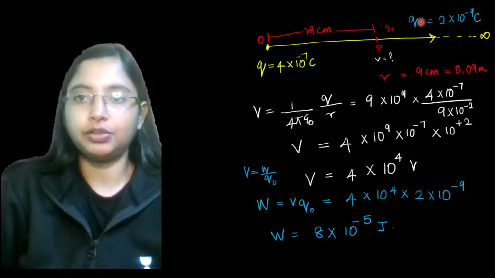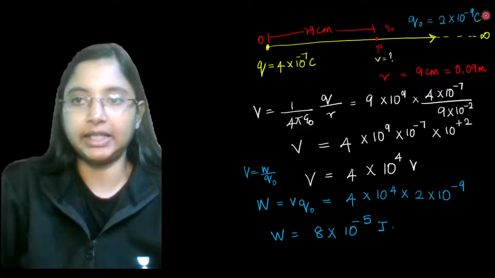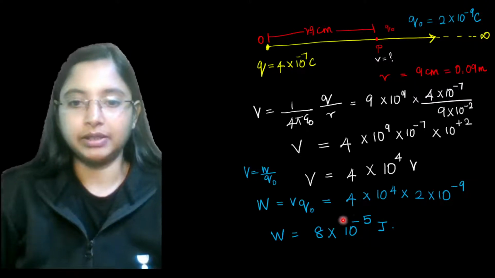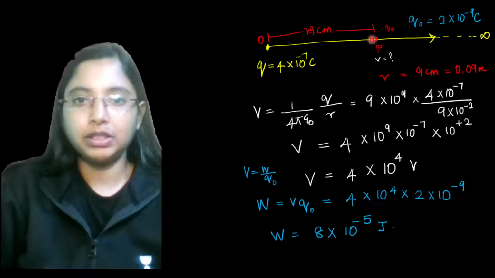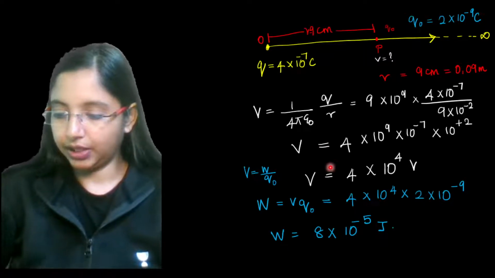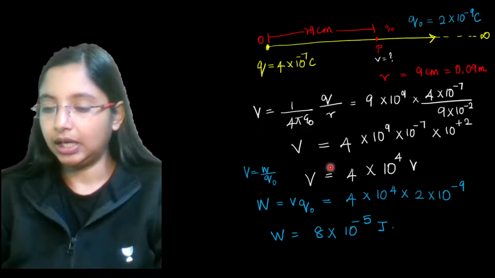So if you're bringing a Q0, that is the test charge, which has a charge of 2 into 10 to the power of minus 9 coulombs from infinity to this point, the work done is given by this. Now at this point, the potential because of this charge is given by this equation. So I hope this is clear. If you have any further doubts, you can ask me in the chat box.